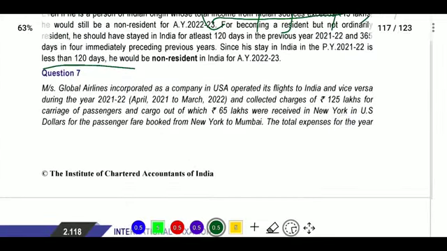What is there in question number 7? Global Airlines Incorporated, a company in USA, operated its flights to India and vice versa during the financial year 21-22, April 21 to March 22, and the charges collected were 125 lakhs for the carriage of passengers and cargo, out of which 65 lakhs was received in New York, USA. Okay. Next, 125 lakhs collected charges for passengers and cargo, out of which 65 lakhs was received in New York, US, for passenger fare booked.